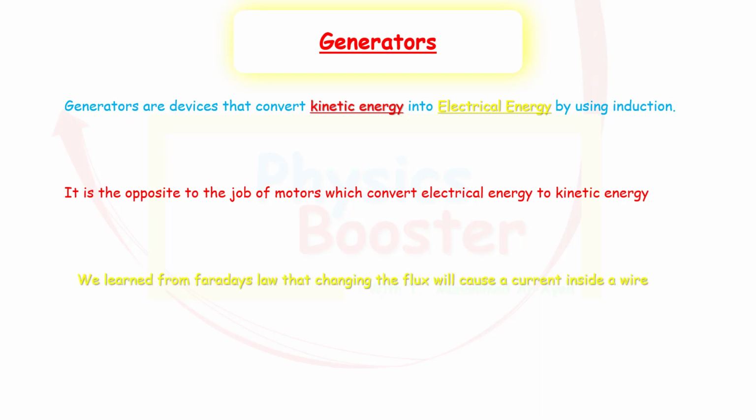The idea behind this is induction. Again, we learned from Faraday's law that changing the flux will cause a current inside a wire, and that's the main idea behind how a generator works. There are two types of generators.